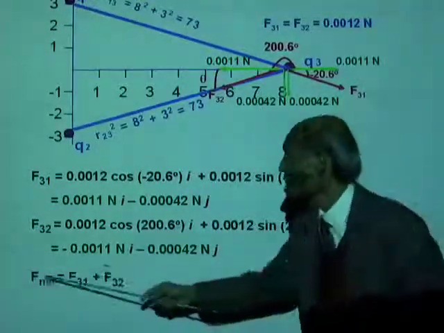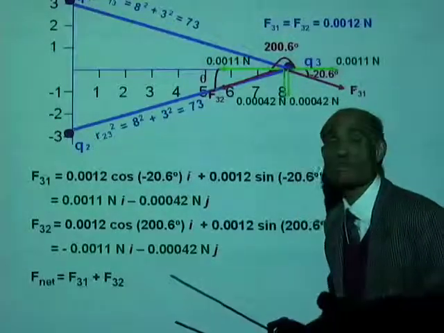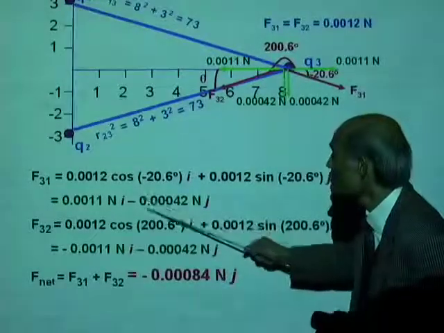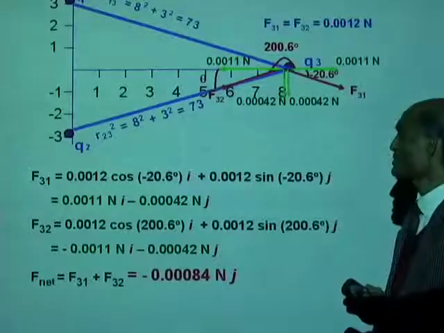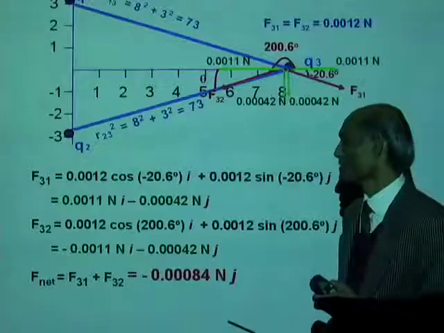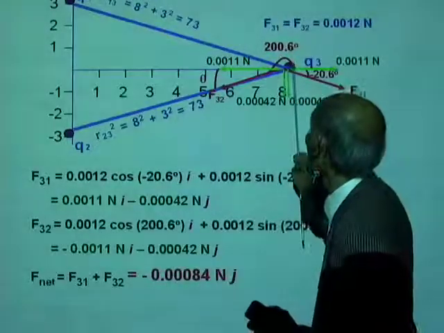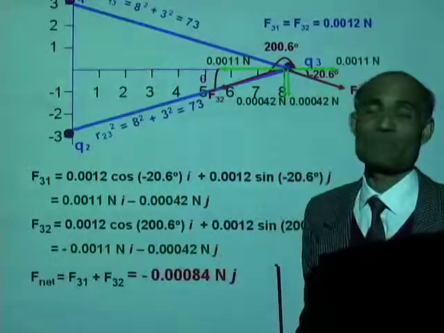Alright, so F net is F31 plus F32, and that will be negative, just add the y values, the x's will cancel. Negative 0.00084 Newton j is the net force on Q3 by both these charges.